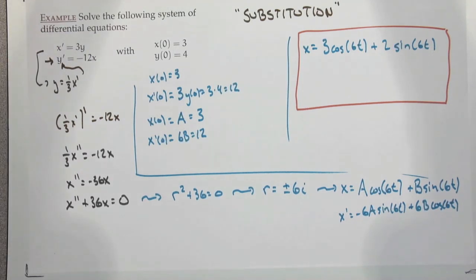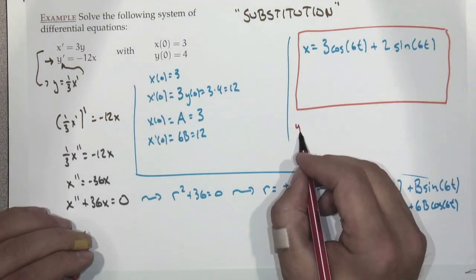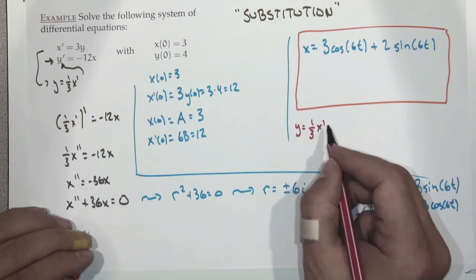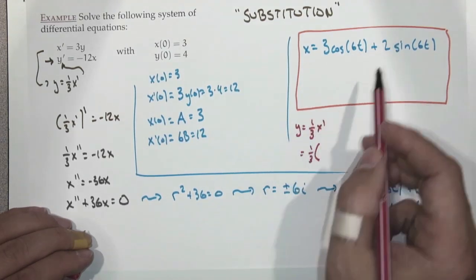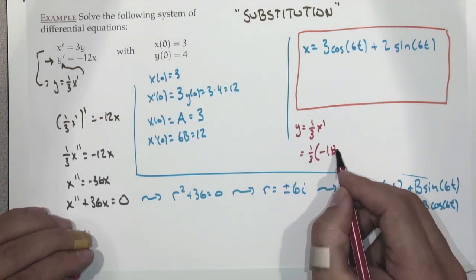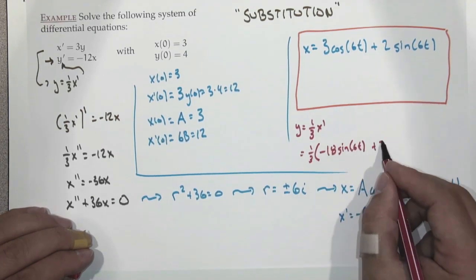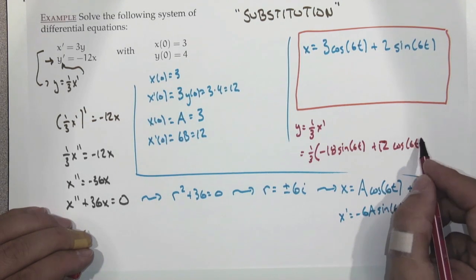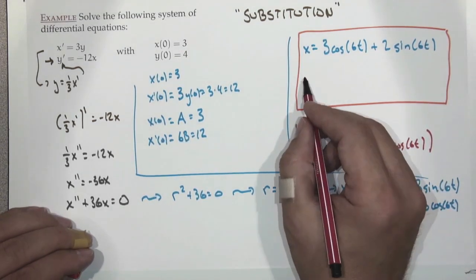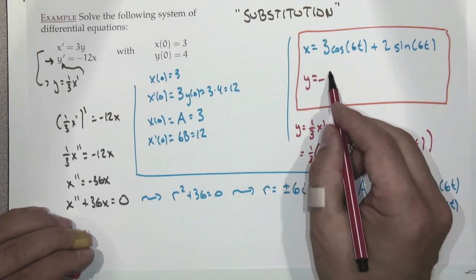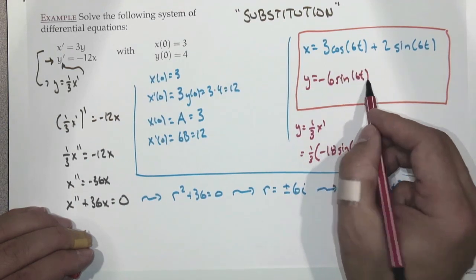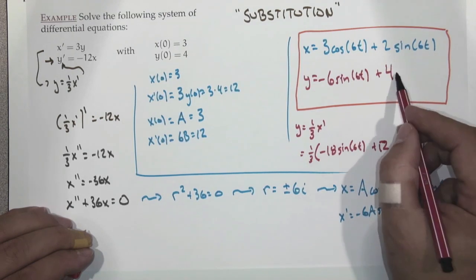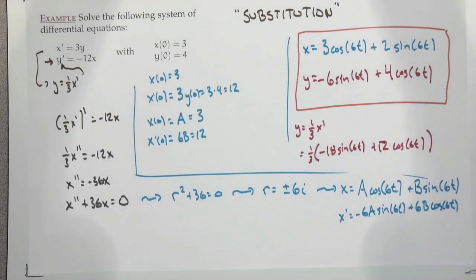No. Okay, so we have our great aha moment. Let's use our equations. y equals 1/3 x prime. So that's 1/3, and then we take our derivatives. Minus 18 sine of 6t plus 12 cosine of 6t. Multiply the 1/3 through. So 1/3 times minus 18 makes minus 6 sine of 6t, and 1/3 times 12 makes plus 4 cosine 6t. And are we done? Yes, that's that. Now we can solve that. And really the idea was substitution: solve for one variable, plug it in.